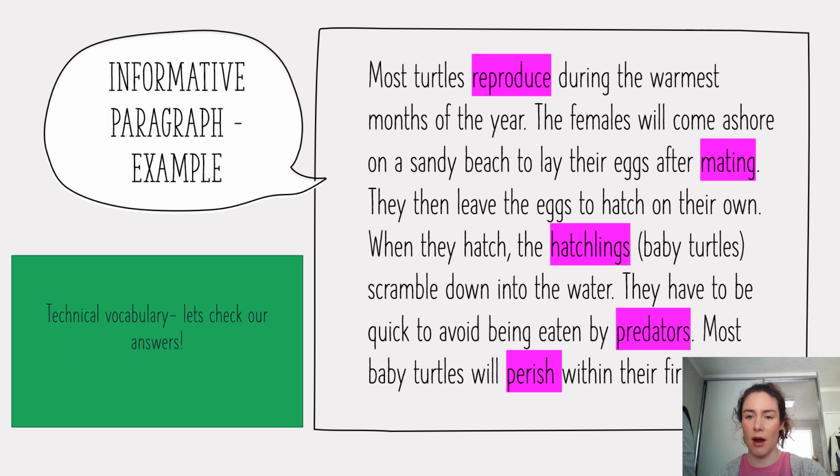All right, so there are a couple of words here that are the technical vocabulary. So we have reproduce, mating, hatchlings, predators, and perish. So these words are really specific to the topic of reproduction of baby turtles, and they are the technical vocabulary. So hopefully you were able to guess a couple of them.